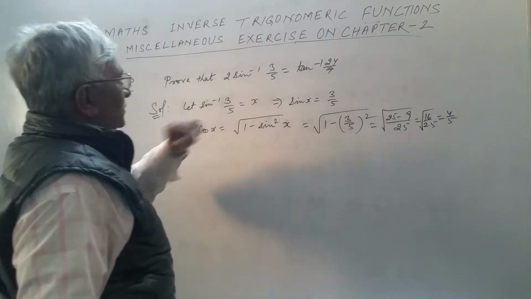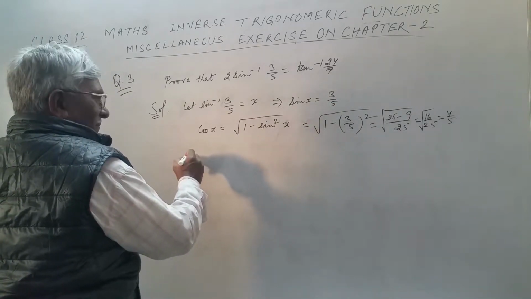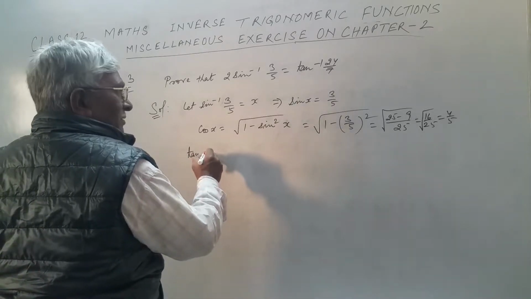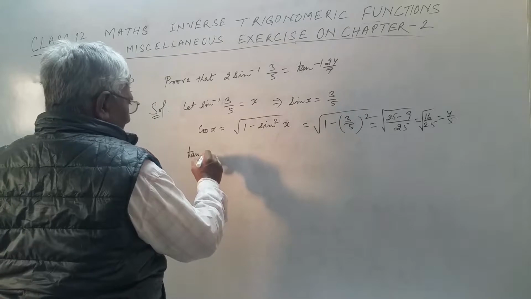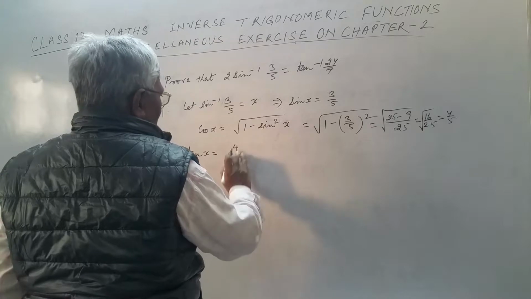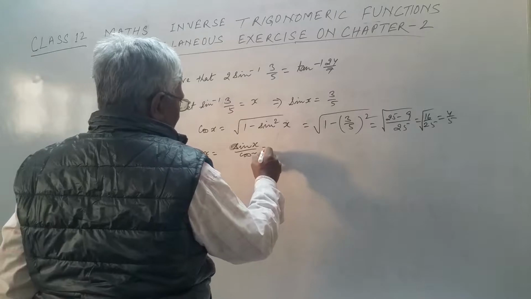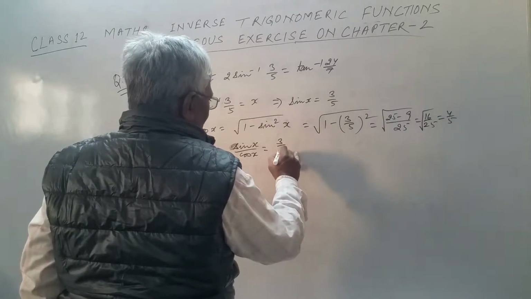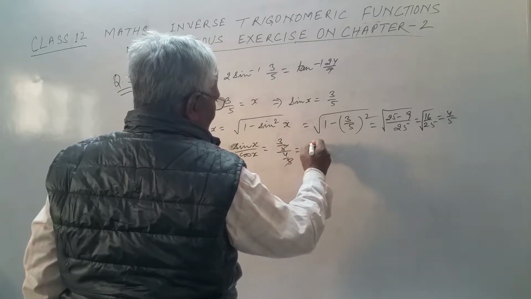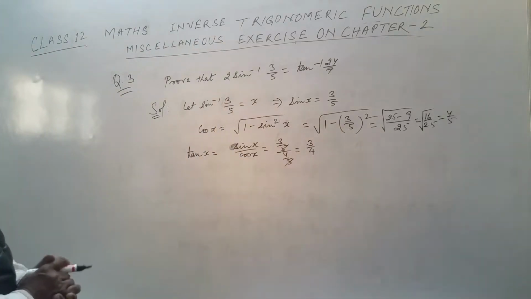Now we have to get tan, because we are going to get tan itself. Then what will tan x be equal to? It is sine x upon cos x, that is 3 upon 5 upon 4 upon 5. They are cancelled, so 3 upon 4. Now we have got tan x.